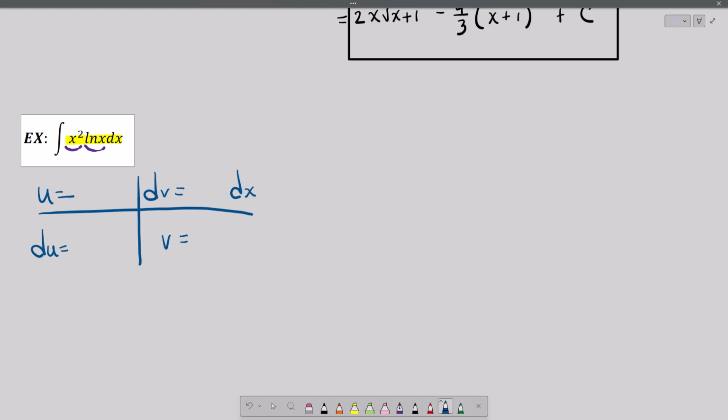So when we look at these two functions, we have x squared and natural log of x. We could do this because this will differentiate, making the power go down, so that seems like a good thing. But then over here, we would have to integrate natural log. Do we know an antiderivative for natural log? Do we know a function that has a derivative equal to ln of x?